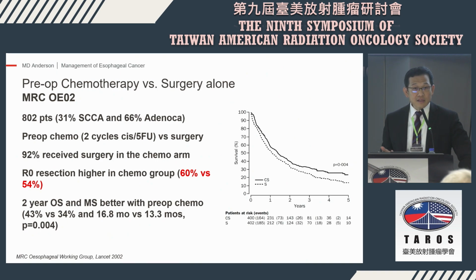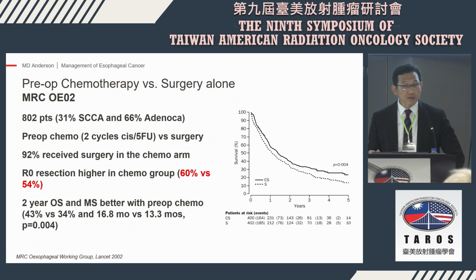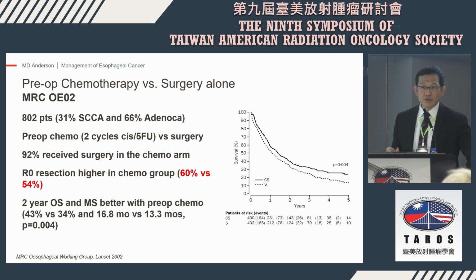However, in the UK, in England, they did a much larger study. Instead of Kelsen et al. with 400 some odd patients, this is 800 patients, double the number. They used only preoperative chemotherapy of 2 cycles of cisplatin and 5-FU versus surgery alone, showing a significant survival benefit in patients adding chemotherapy to surgery.